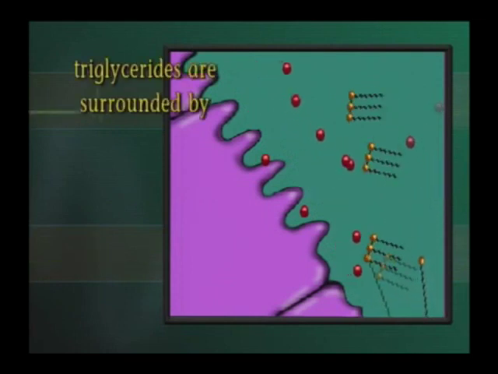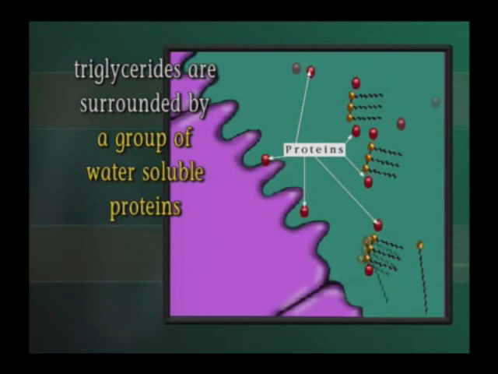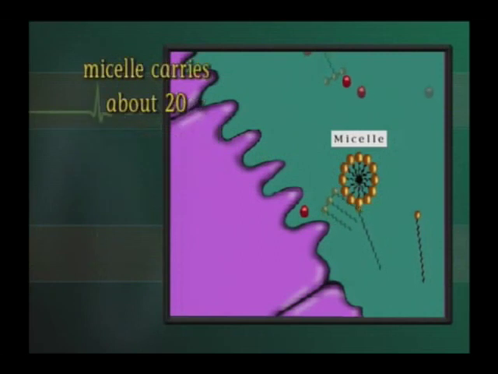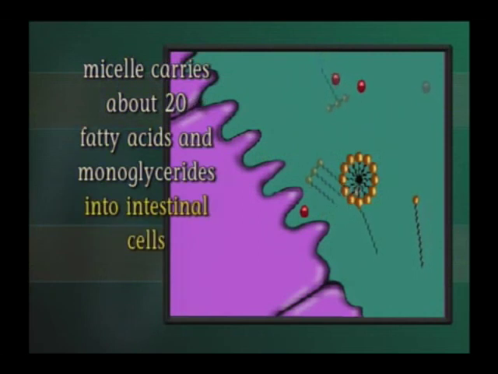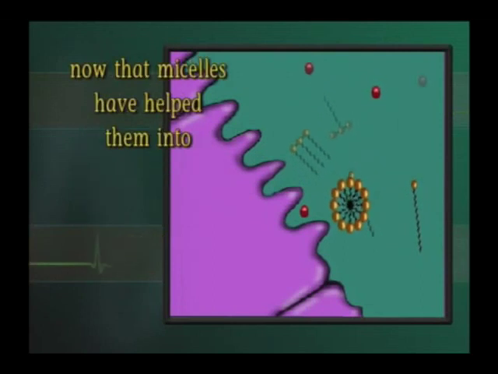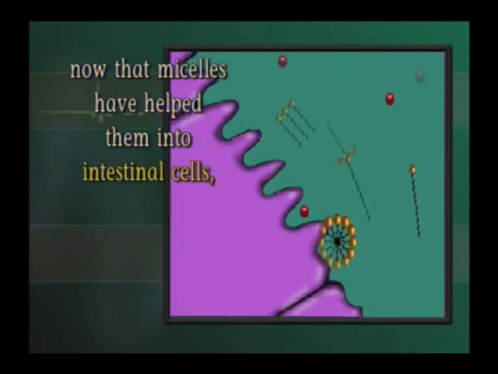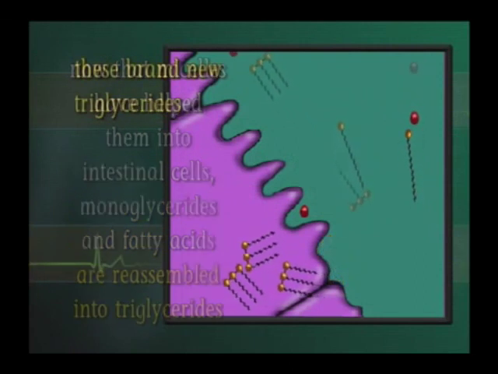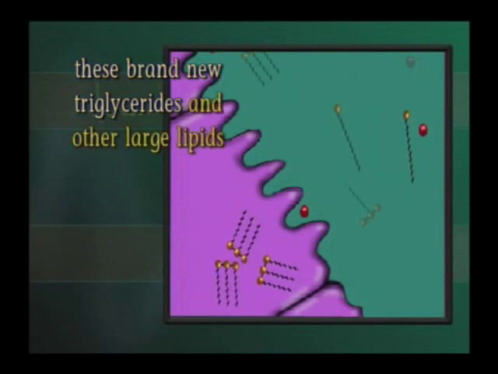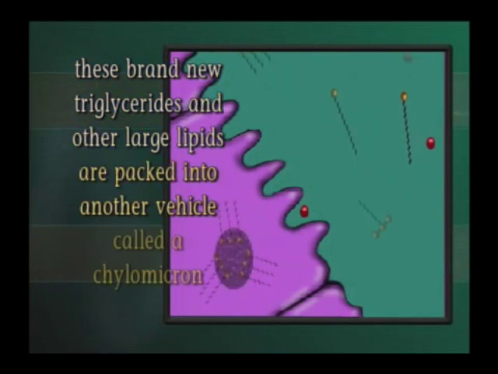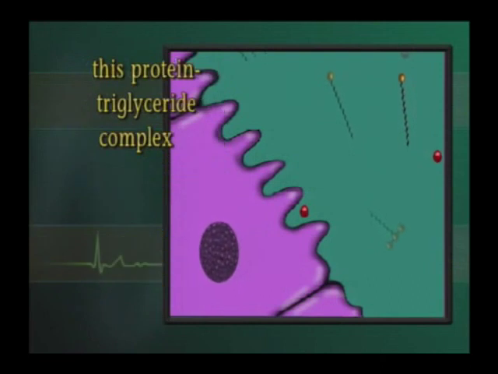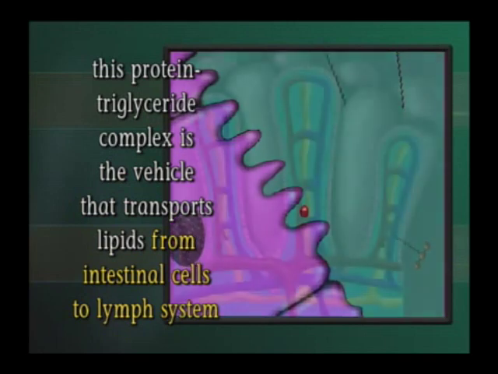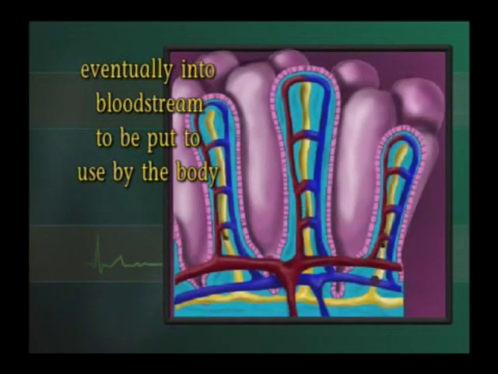So, the triglycerides are surrounded by a group of water-soluble proteins. When this happens, they form a spherical complex called a micelle. A micelle carries about 20 fatty acids and monoglycerides into intestinal cells. Now that the micelles have helped them into the intestinal cells, the monoglycerides and fatty acids are reassembled into new triglycerides. Now, these brand new triglycerides and other large lipids are packed into another vehicle called a chylomicron. This protein triglyceride complex is the vehicle that transports lipids from the intestinal cells into the lymph system and eventually into the bloodstream to be put to use by the body.